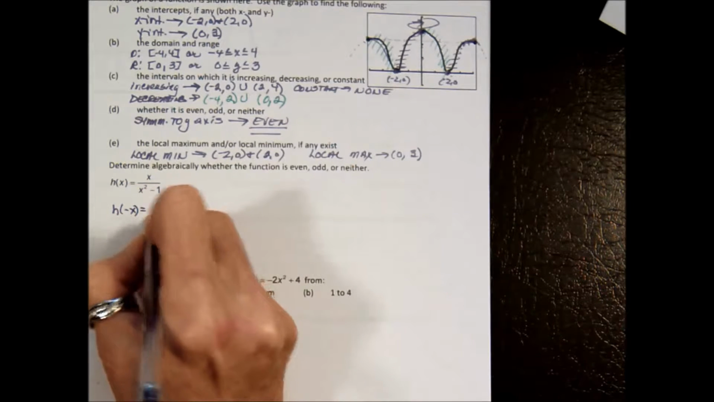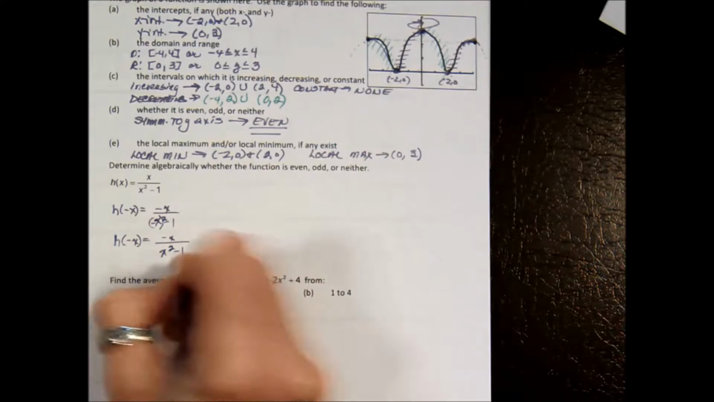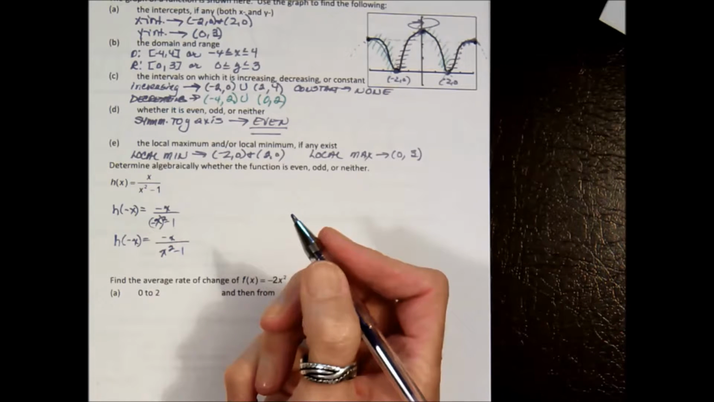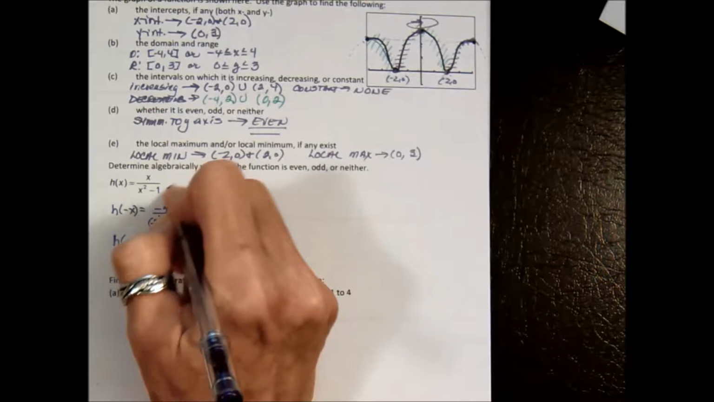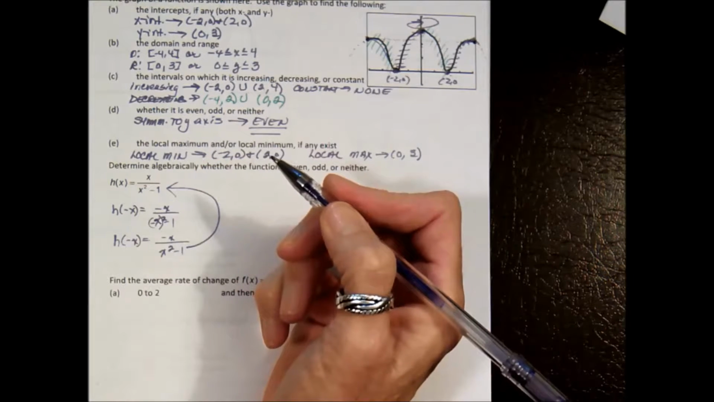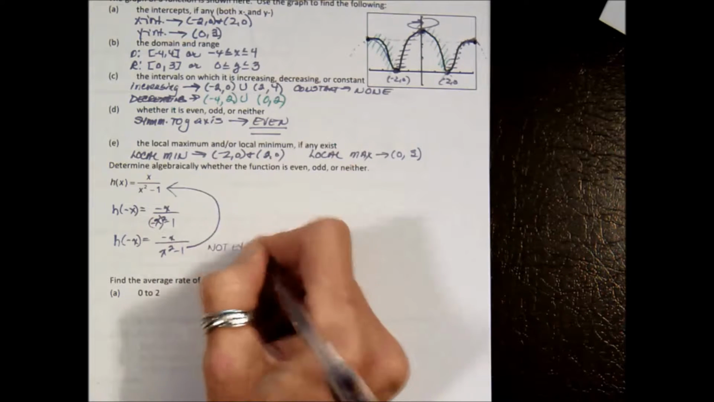So we're going to find h of negative x. That would be negative x over x squared minus 1. That would be negative x squared. So let me do that in 2 steps. Sorry about that. So it would be negative x over negative x squared minus 1. I got ahead of myself there. And then we compare it. And what do we compare it to? We compare it to this. Is it the same? It is not. So it is not even.